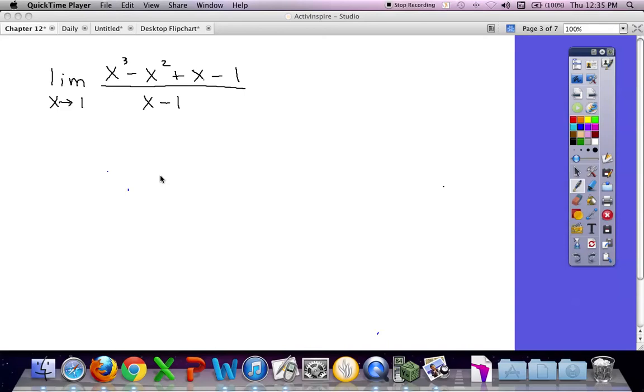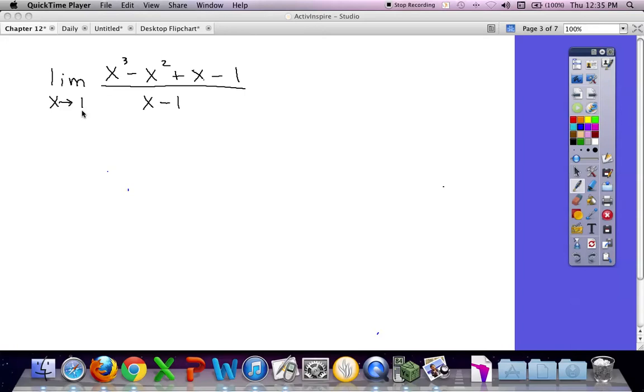Okay, so find the limit. It's a polynomial divided by a polynomial. It has an obvious point of discontinuity at x equals 1, and we're trying to find the limit as x approaches 1. Right? So that's the kind of interesting problem that we have to be able to solve here.